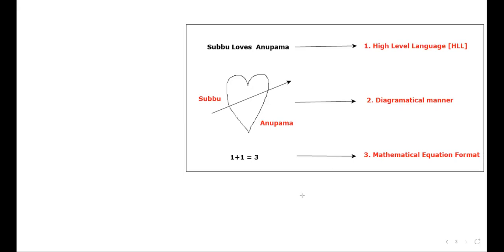Okay, now forget about the normal example I have given, that means the comedy example. Guys, please don't say it in the interview. Subbu loves Anupama, high level language. Subbu is loving Anupama, heart symbol, this is the diagrammatical manner. 1 plus 1 is equal to 3. Afterwards, the interviewer will say 1 plus 1 is equal to 0. That's the reason, please don't give this example. I will tell you how to give and what examples you have to give.